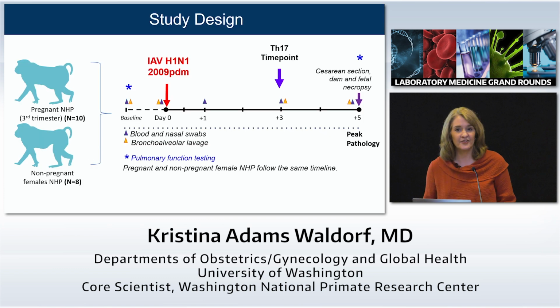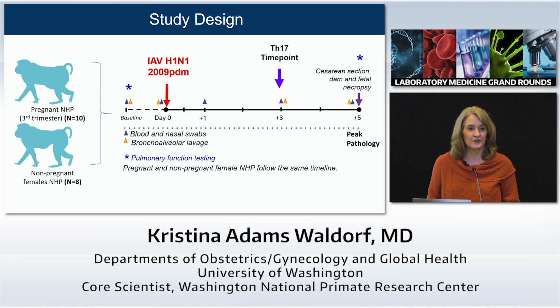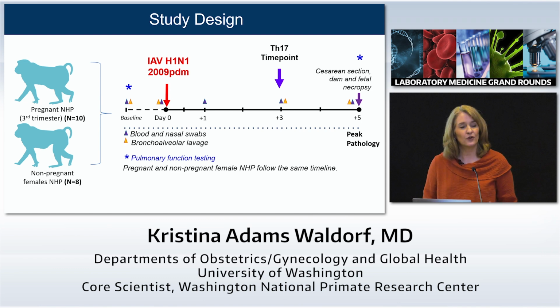This was the study design that we came up with. Day 3 is a very important time point for Th17 cells, so that was absolutely critical that we measured that. We had a 5-day time course, which we wanted to look at really early correlates of disease, and at 5 days we did a cesarean section and fetal necropsy, or if the animal was non-pregnant, which was the other half of the group, we just did a necropsy at 5 days. And we thought we would find peak pathology there. And certainly some animals were extremely ill and couldn't have gone on another day.